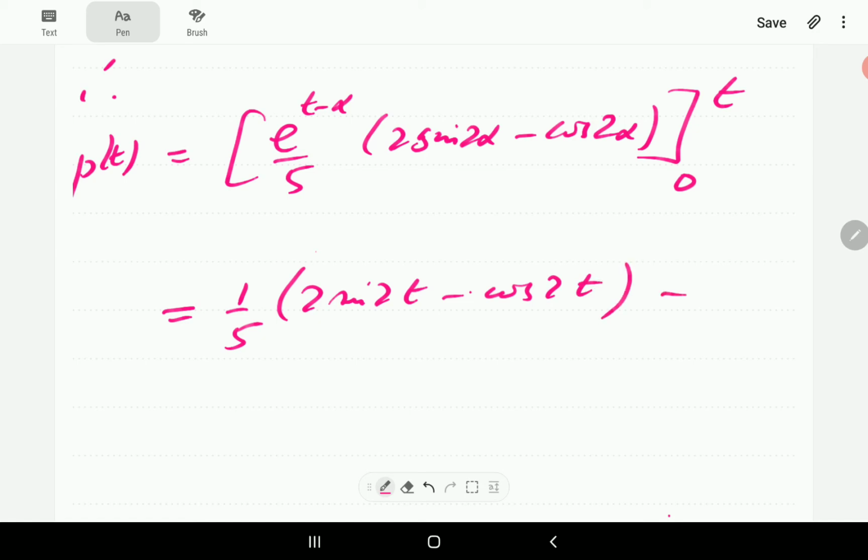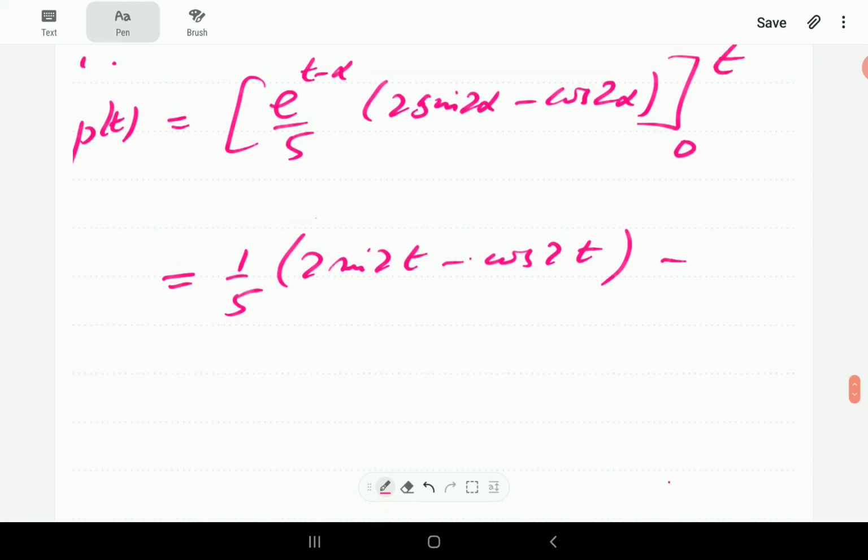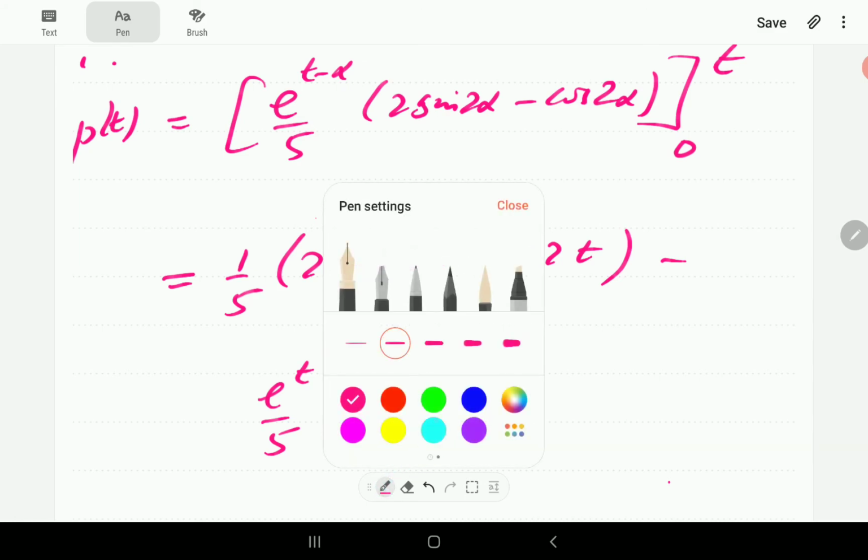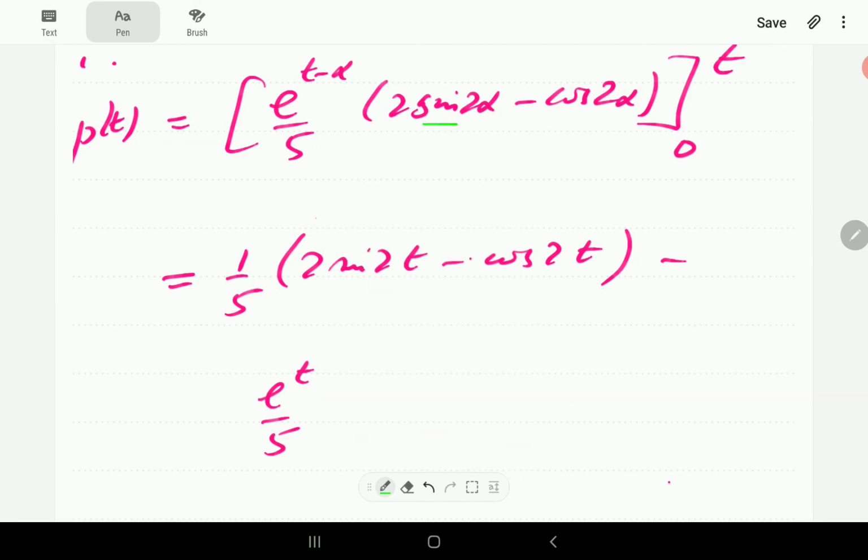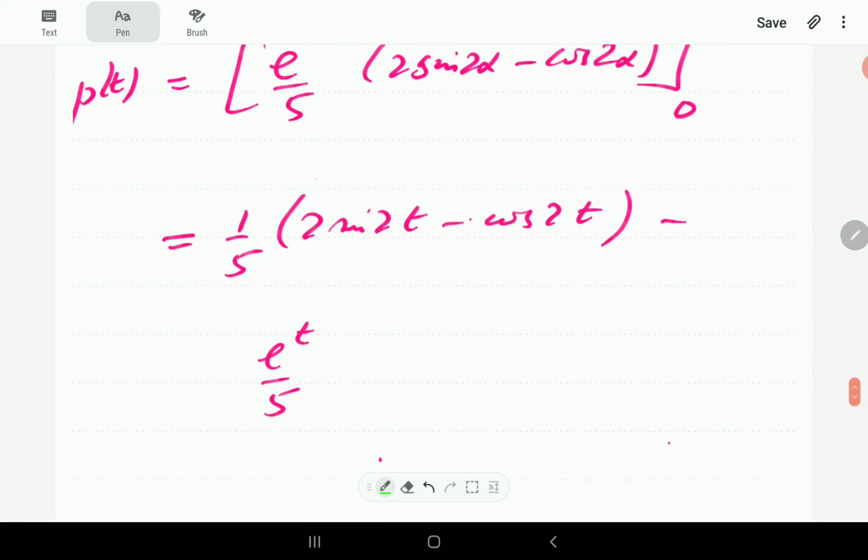Then take away when alpha is equal to 0, the exponential is just going to be e to the power t. Alpha is 0. The sine term is going to be 0. The cosine term is going to give us negative 1. So that's going to be negative 1 there.